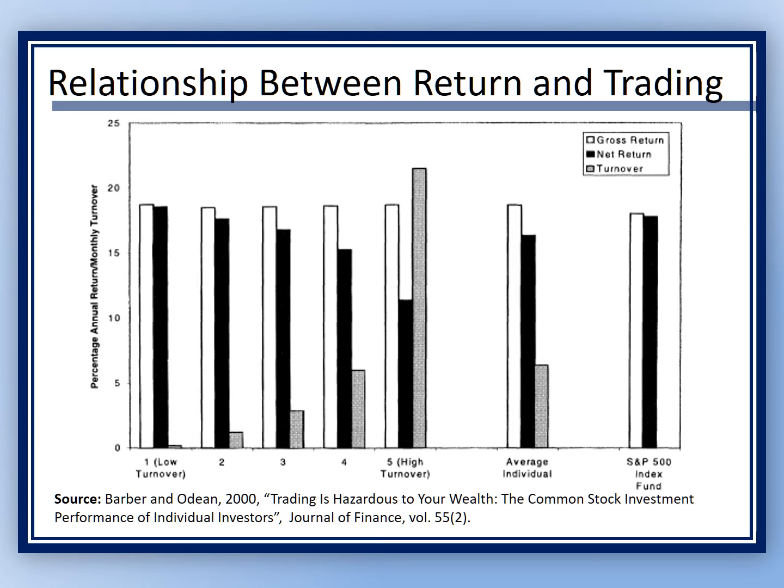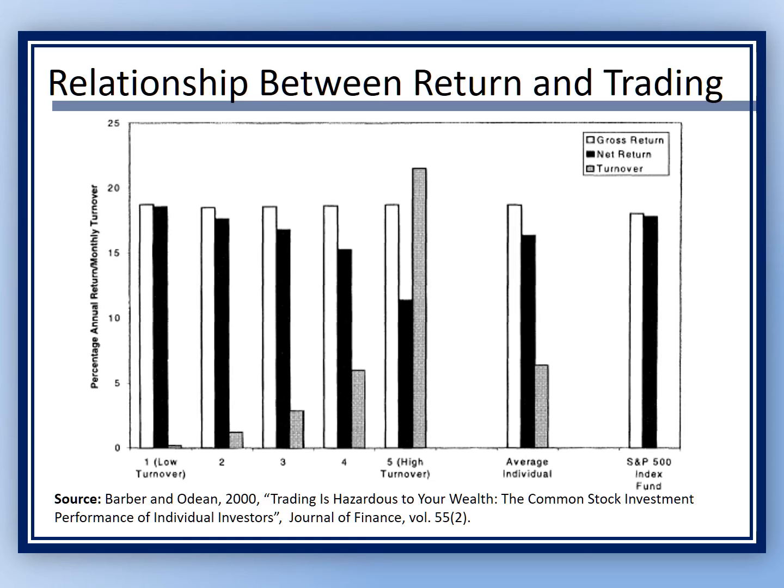Now, the white bar represents the return of the stocks they hold, and that's pretty much constant. Trading more often doesn't necessarily make you earn more money. But look at the black bar. The black bar represents the profit, the return, after paying for the transaction commission. And it's going down very steeply as you trade more. And the gray bar is how much they trade.